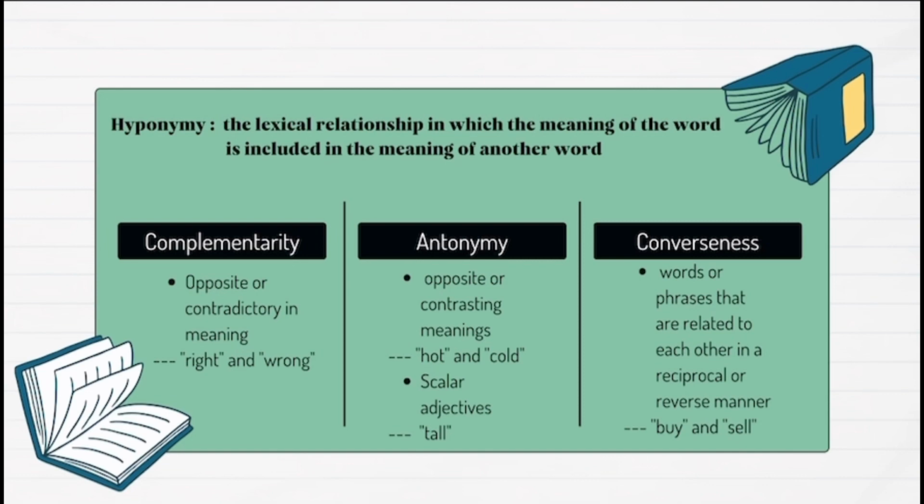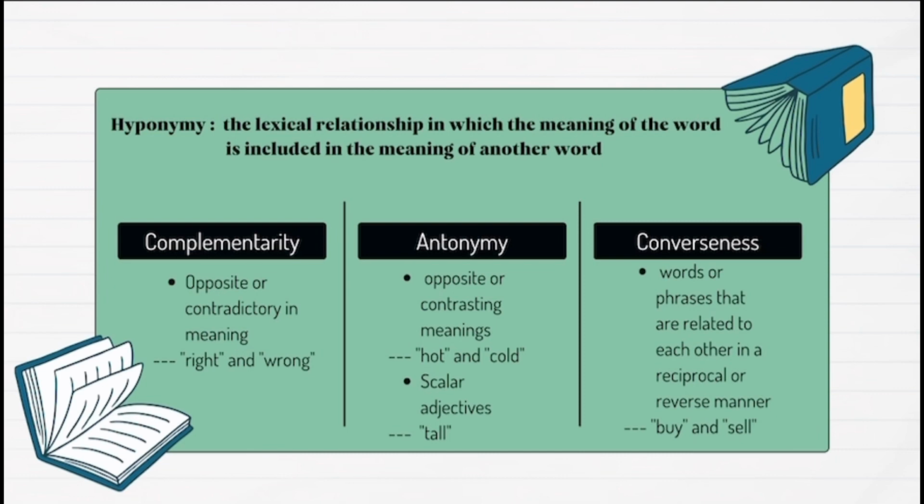Complementary is a type of semantic relationship between words and phrases that are opposite or contradictory in meaning. For example, right and wrong are complementary in that the assertion of right implies the negation of wrong. Antonym is a semantic relationship between words or phrases that have opposite or contrasting meanings. For example, the words hot and cold are antonyms, and they can be arranged on a scale of temperature.